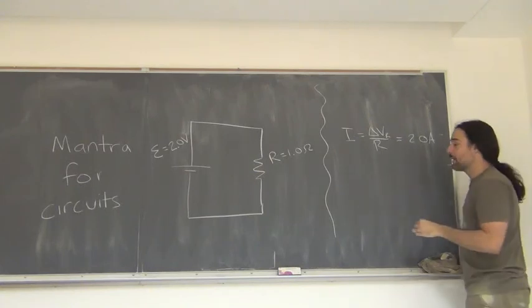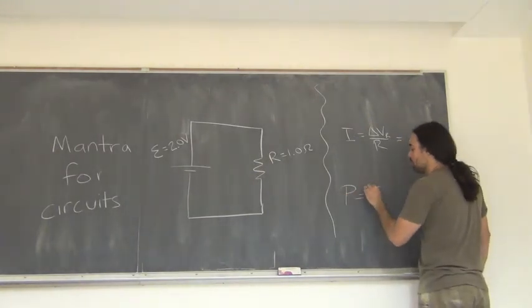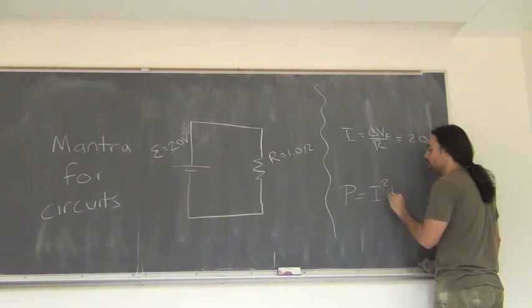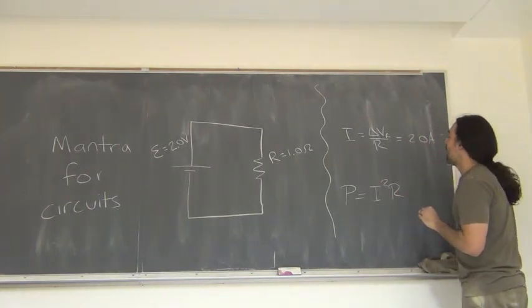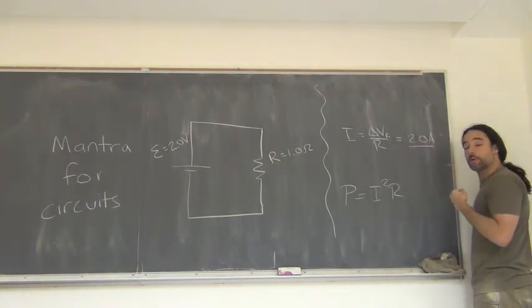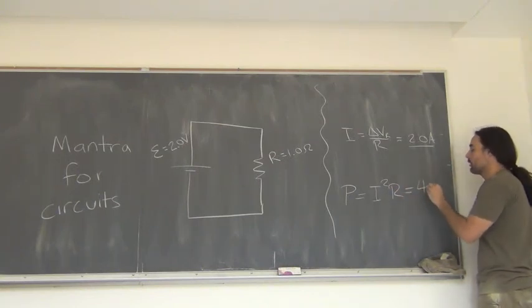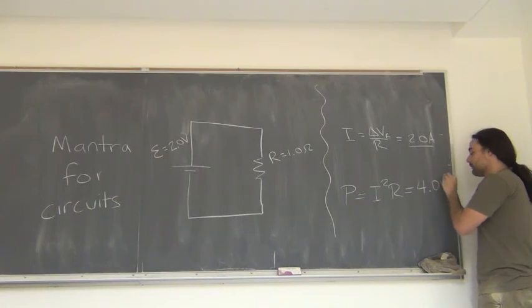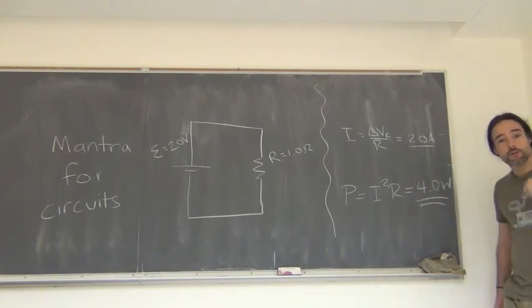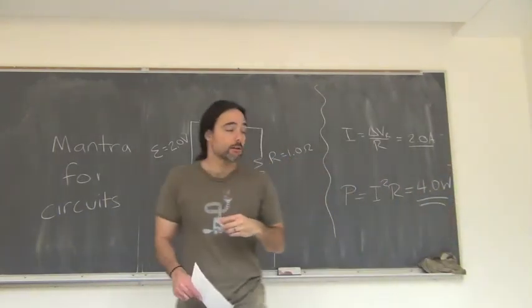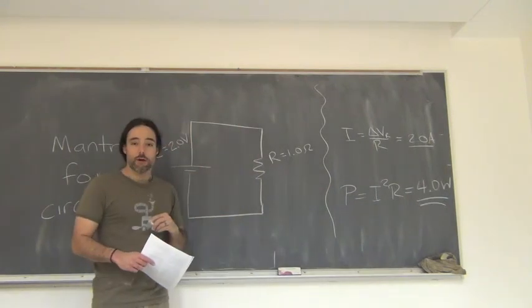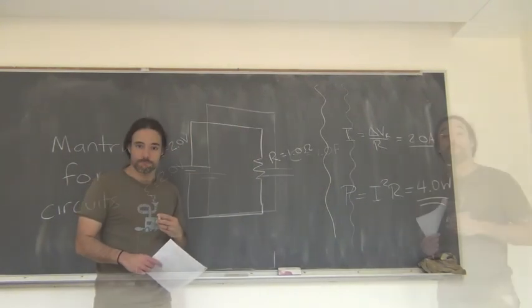And if we plug into the power equation, P is I squared R, I would get 2 amps squared, which is 4 amps squared, times 1 ohm of resistance, which will give me 4 watts of power. So I can figure out the rate at which we're using up energy, and I can figure out what the charges are doing.